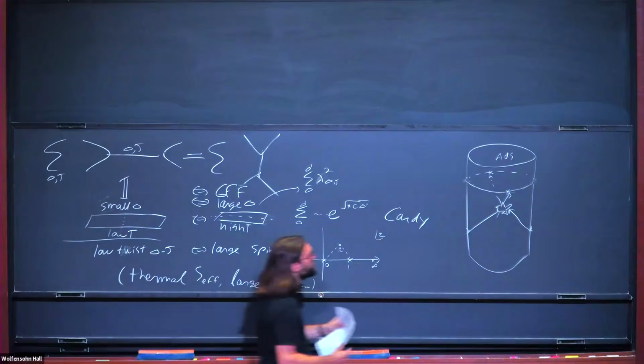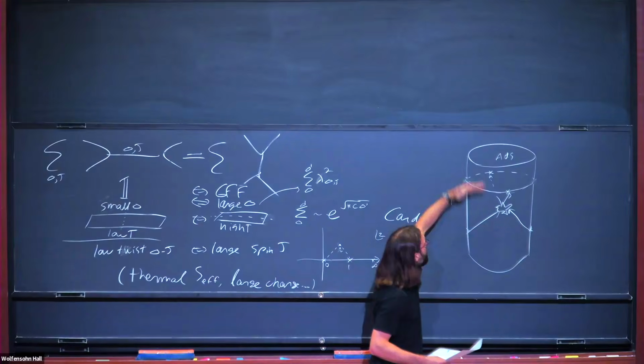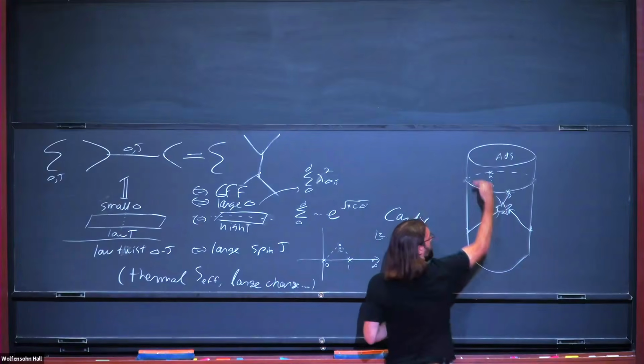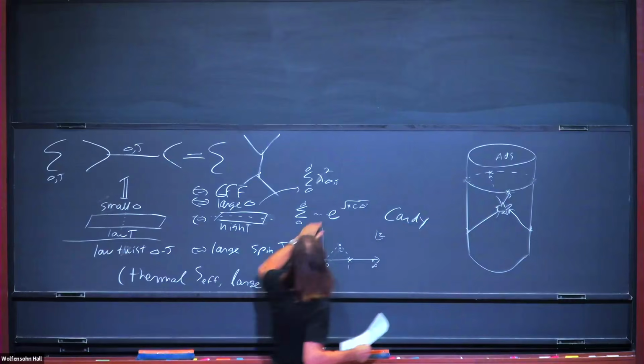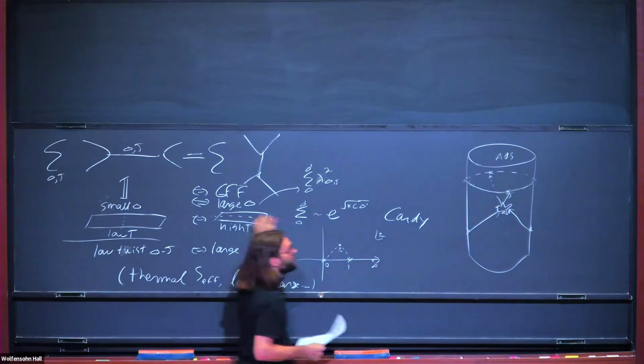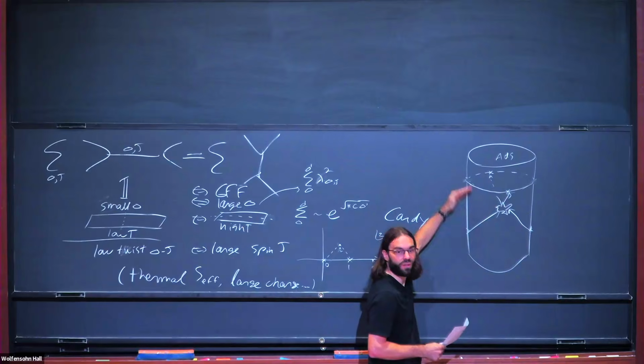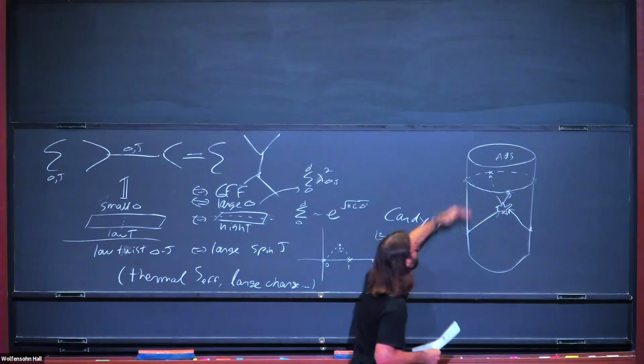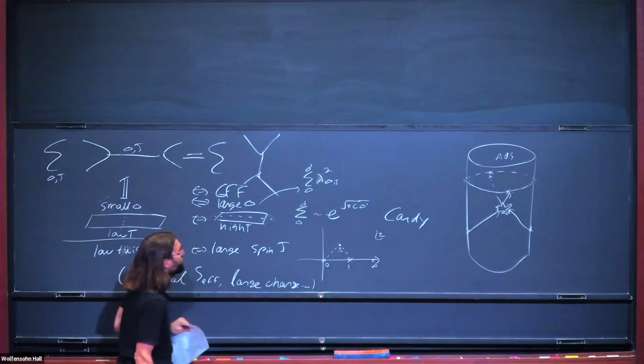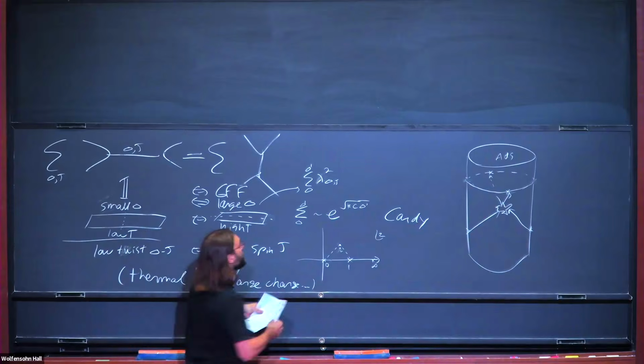Because there's a large energy involved, the center of mass energy here is essentially this quantum number delta, the energy on R across the sphere, the energy on the sphere. So that will tell you also something about operators with large delta.